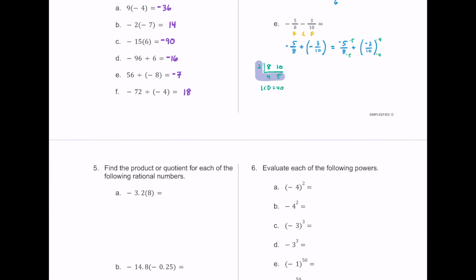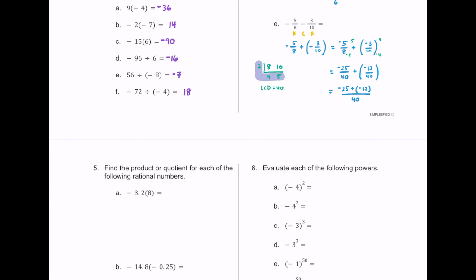Okay, so this new fraction on top is going to be, let's see, negative 5 times 5 is going to be negative 25 over 40. And then for negative 3 times 4, that's going to be negative 12. So let's put negative 12 on top of 40. Okay, so at this point now we have common denominators, so we can rewrite this as negative 25 plus a negative 12. And that's all going to be divided by 40.